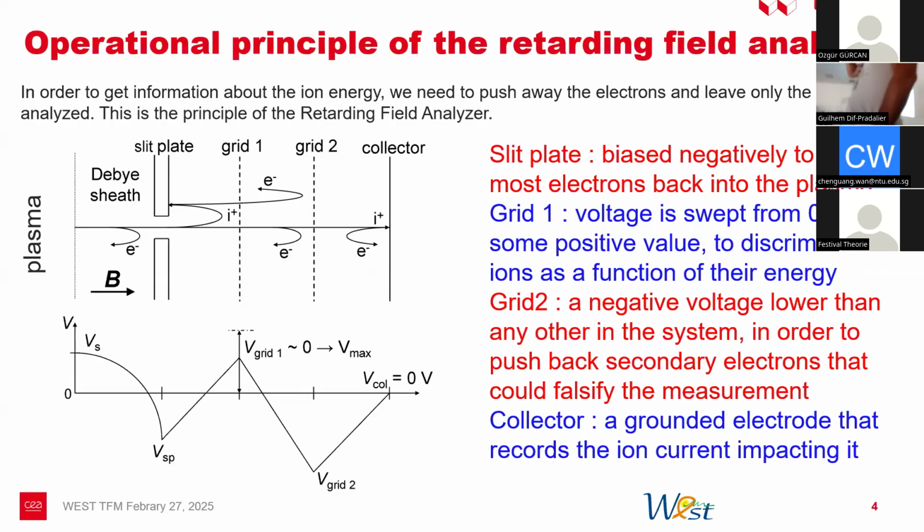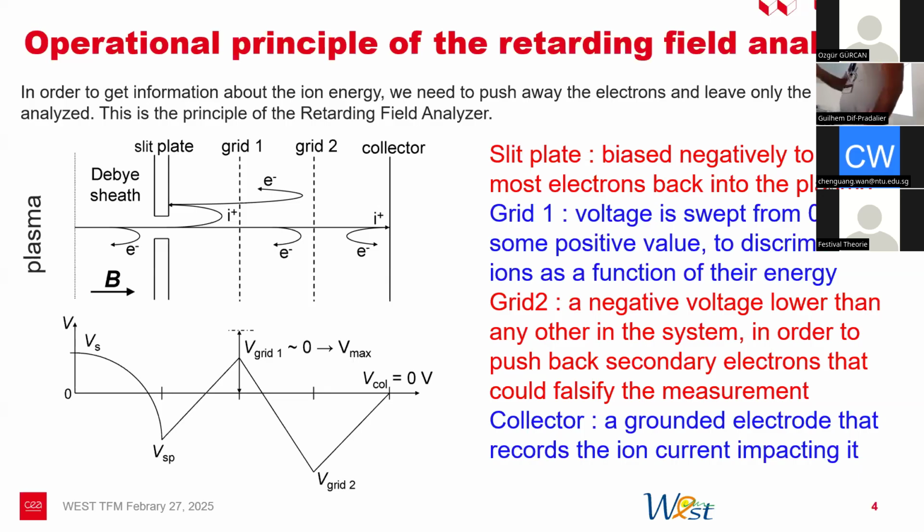Now, facing the plasma on the left here, we have a slit plate, and the slit has to be very small. It has to be not much bigger than the Debye length of the plasma. So in fact, it's laser cut in a thin nickel or stainless steel plate. The plate is 100 micrometers thick, and the slit itself is 30 micrometers wide, which is about the order of the Debye length in West divertor plasmas.